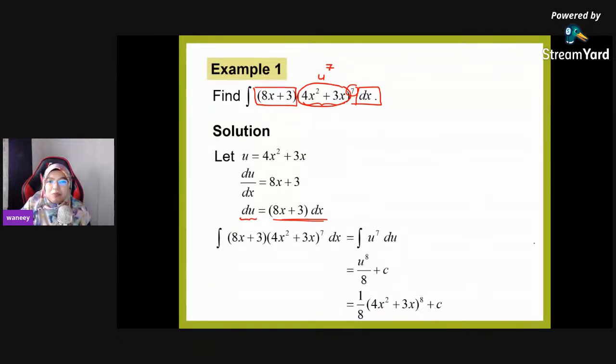If you notice, for this one we could actually use the formula for f'(x)[f(x)]^n. But sometimes we don't really remember that formula, so at that time we have to use substitution. Okay, next. So this is the first example. Should I go through this example again? It's okay, let's proceed to the next one.